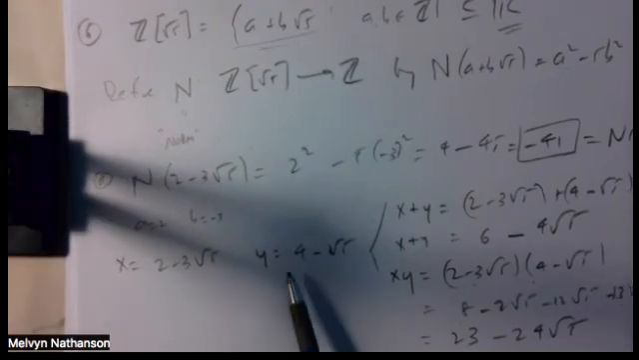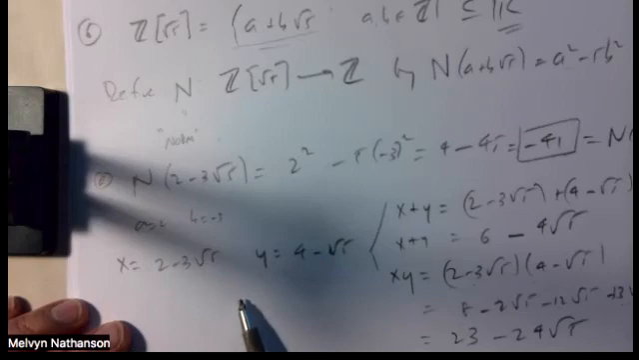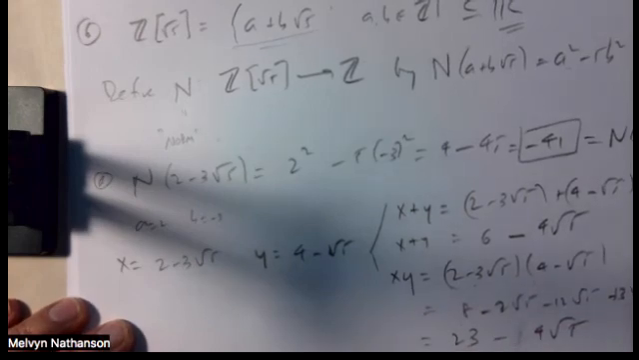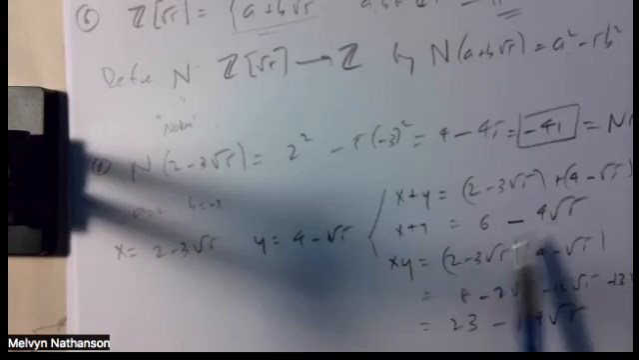Let me just double check. 8 plus 15 is 23. Minus 2 minus 12, oops, should be minus 14. Oh yeah, this is a 2. Minus 2 minus 12 is minus 14. Good to do arithmetic correctly. It's always good to check. Okay, so that's x plus y, x times y, and the norm of x.